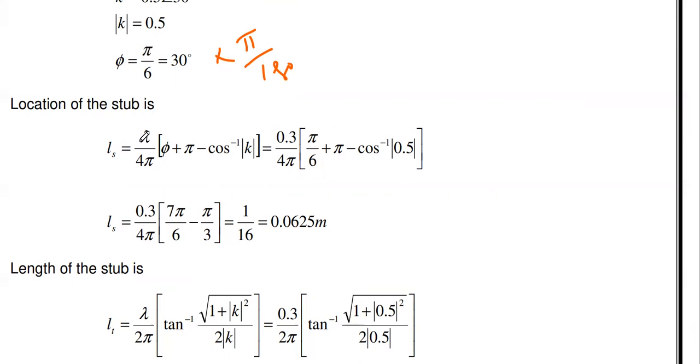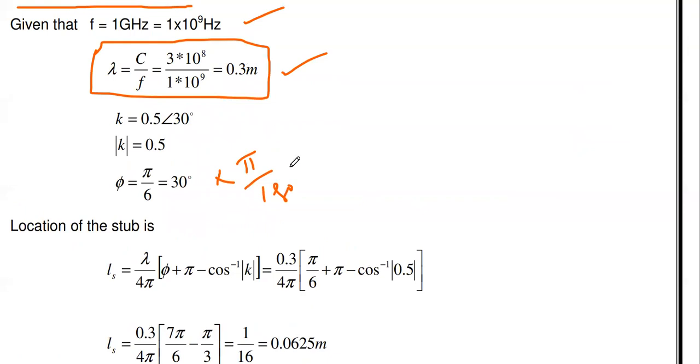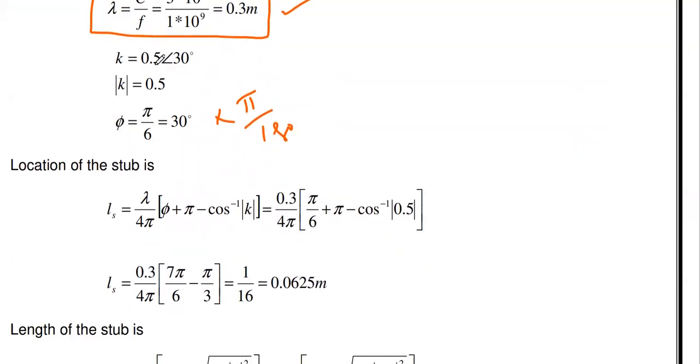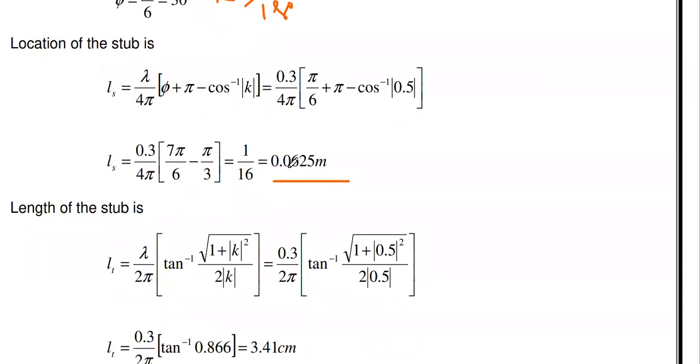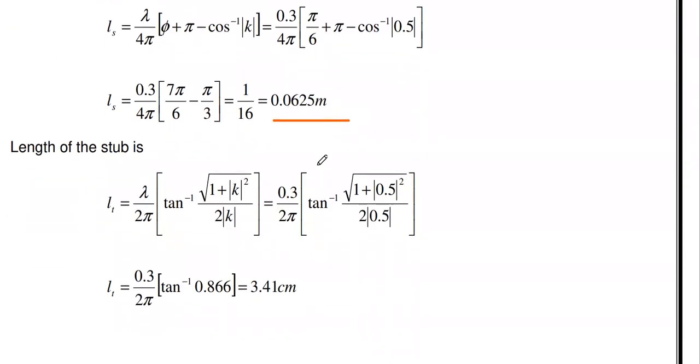Pi by 6, and here lambda we calculated as 0.3, and the modulus of K is 0.5. You substitute all the data and using the calculator you find the answer. The answer is 0.0625 meter. This is the location of stub. Similarly, the length of the stub is calculated by lambda by 2 pi tan inverse square root of 1 plus modulus K squared divided by 2 modulus K. Similarly, substitute all data. You may get 3.14 centimeter, that is 0.03 meter. This is the length of the stub.